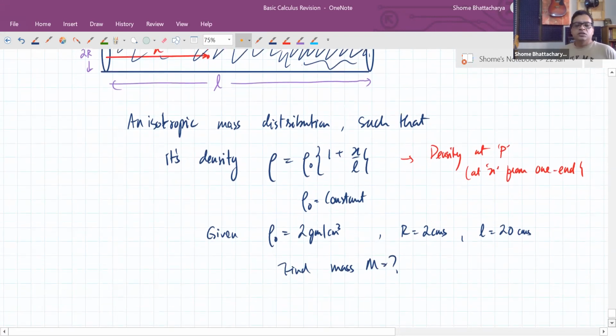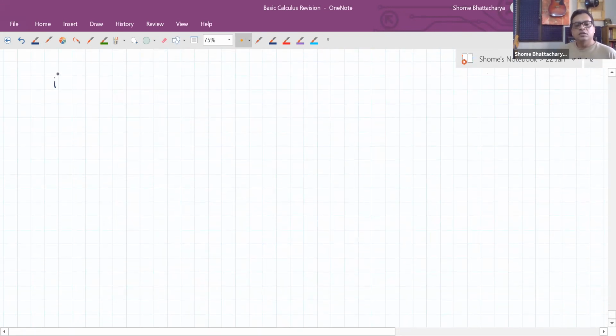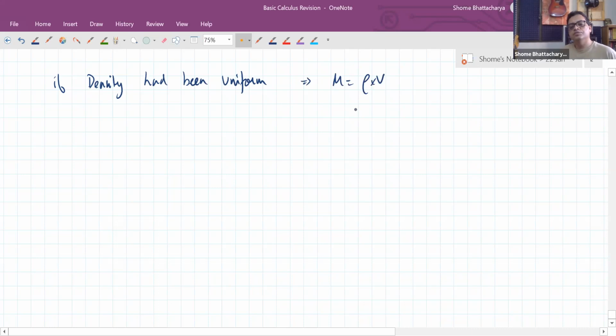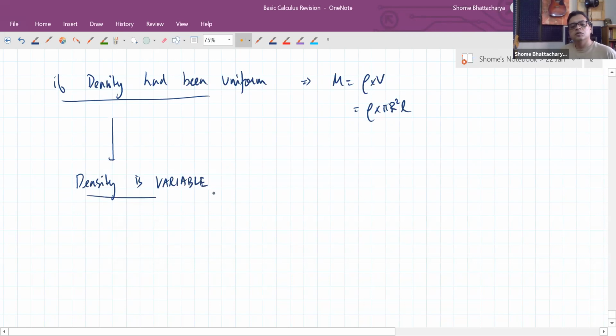Okay. So the thing is, generally speaking, if the density were constant, if density had been uniform, then we would have used the relation that mass is equal to density into volume. So here it would have become pi r square L. But here the problem is that's not the case. The density is variable. So we have to use integration.